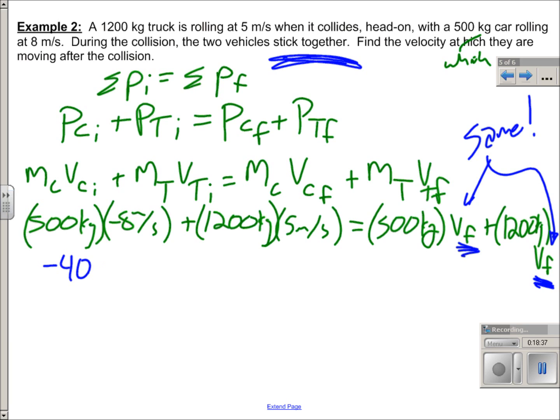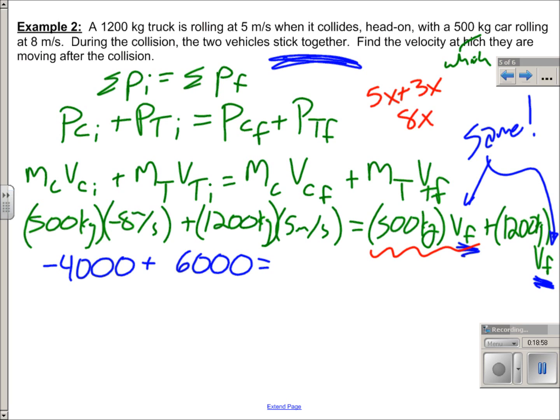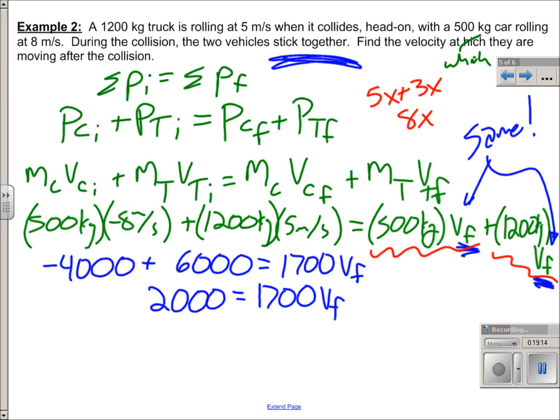You get 500 times -8 gives you -4,000, plus the 1,200 times 5 gives you 6,000, equals, check it out, look, quick side note. What's 5x plus 3x? Isn't that 8x? So what's 500 VF plus 1,200 VF? Oh, that's 1,700 VF, right? Cool, and solve it. So -4,000 plus 6,000 is 2,000, equals 1,700 VF.